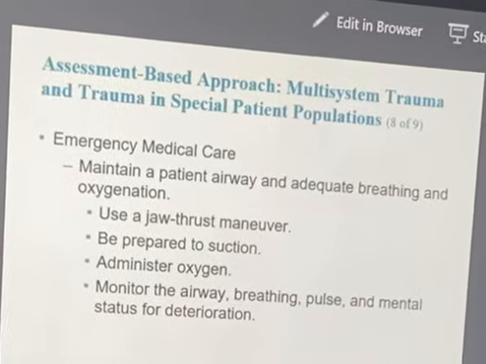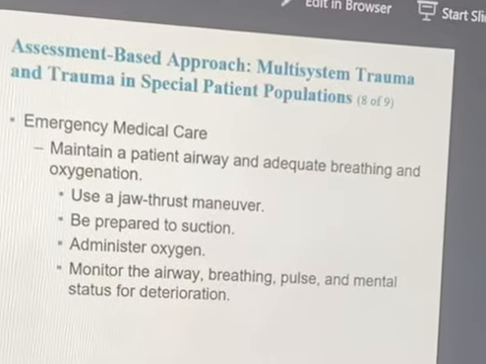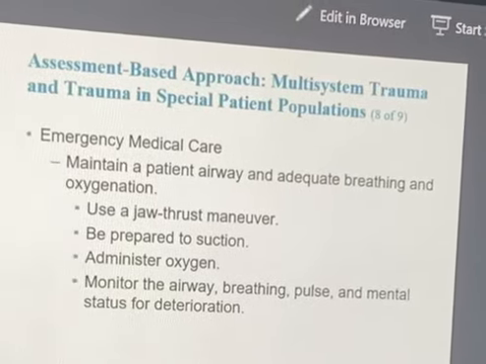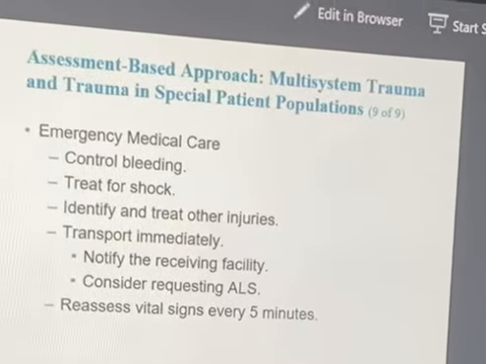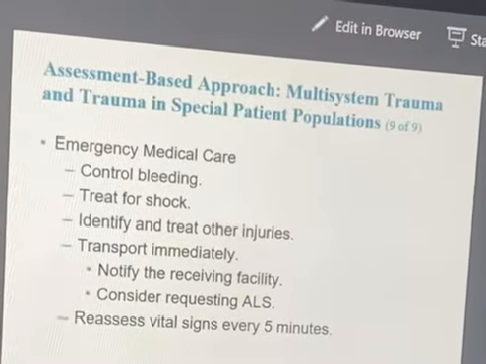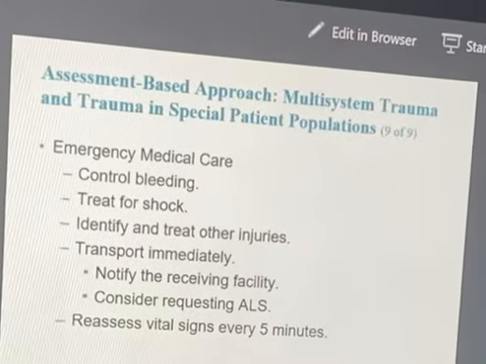Maintain a patent airway and adequate breathing. Use the jaw thrust maneuver for all your trauma patients. Be prepared to suction, administer oxygen, and monitor the airway, breathing, pulse, and mental status. If major bleeding to an extremity is not stopped with direct pressure, apply a tourniquet.